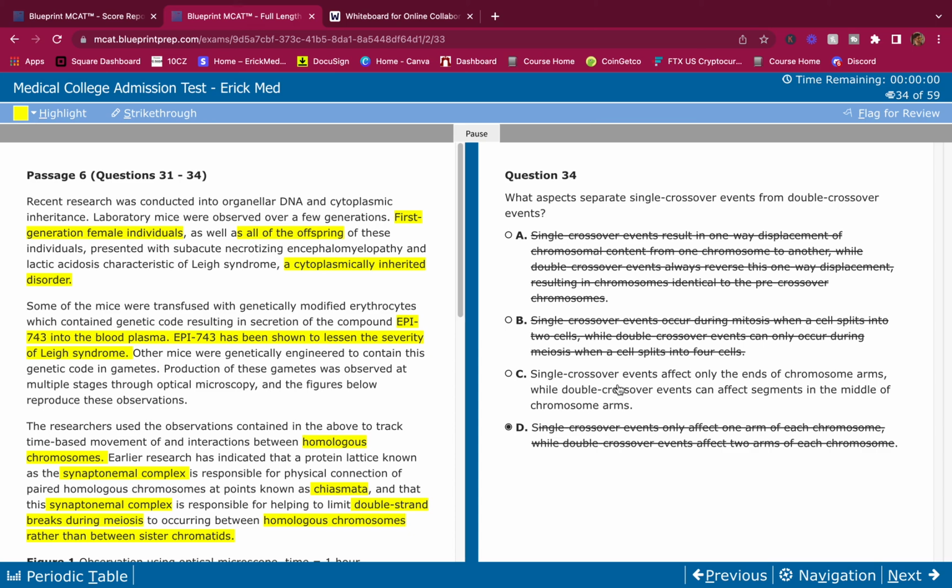Process of elimination, C. Double crossover events can affect segments in the middle of chromosome arms. Yeah, because I don't remember seeing a crossover diagram where it was a single crossover and the end of the chromosome wasn't involved. They always had the end of the chromosome involved. So let's go with 34C.